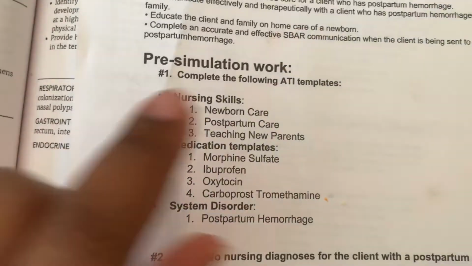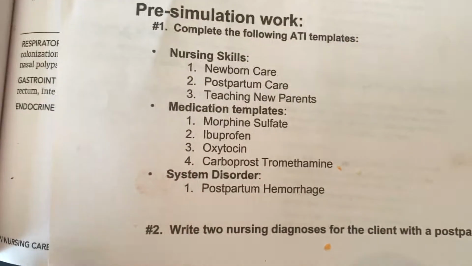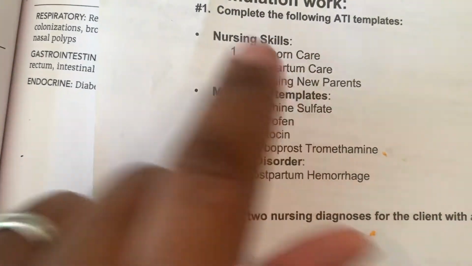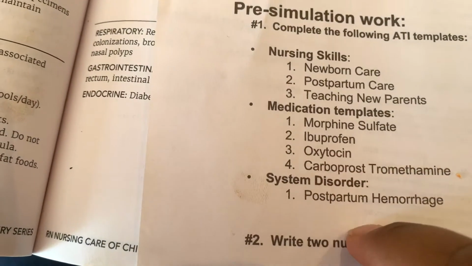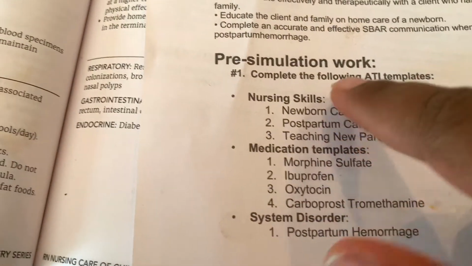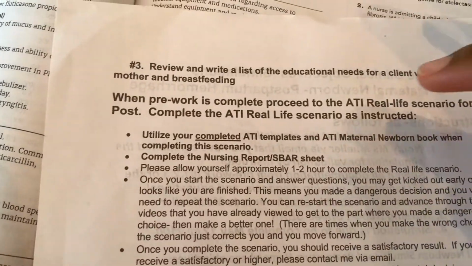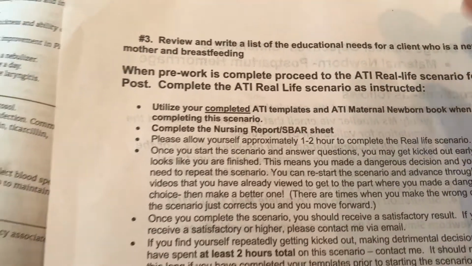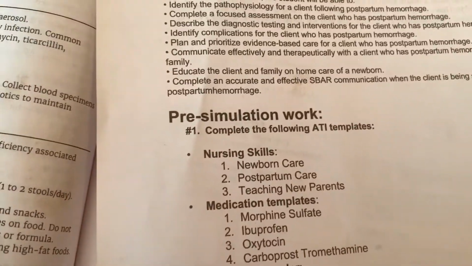So ATI has these templates that you can download onto your computer, which I do in my PDF file. And I will download nursing skills, and then this is the title of each one. So I'm going to show you on the computer what I'm talking about. But you have to do system disorder, medication, and we have nursing skills. On the back, it says review and write a list of the educational needs for a client who is a new mother and breastfeeding. So I will do that on my Word document because ATI doesn't have a template for that particular thing. But I'm going to go here to my computer to show you guys.